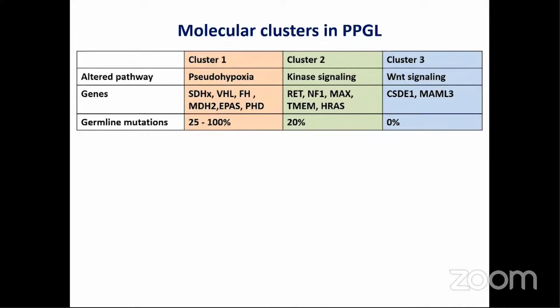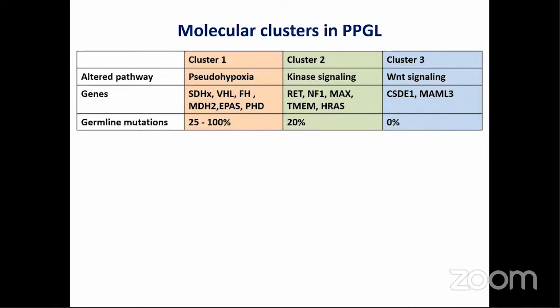Right. So based on this genetics, we divide the genes associated with PPGL into cluster 1, cluster 2, and cluster 3. Cluster 3 involves WNT signaling, and it's predominantly somatic ones, not germline. So I'm going to limit myself to cluster 1 and cluster 2, which are the typical germline mutations.